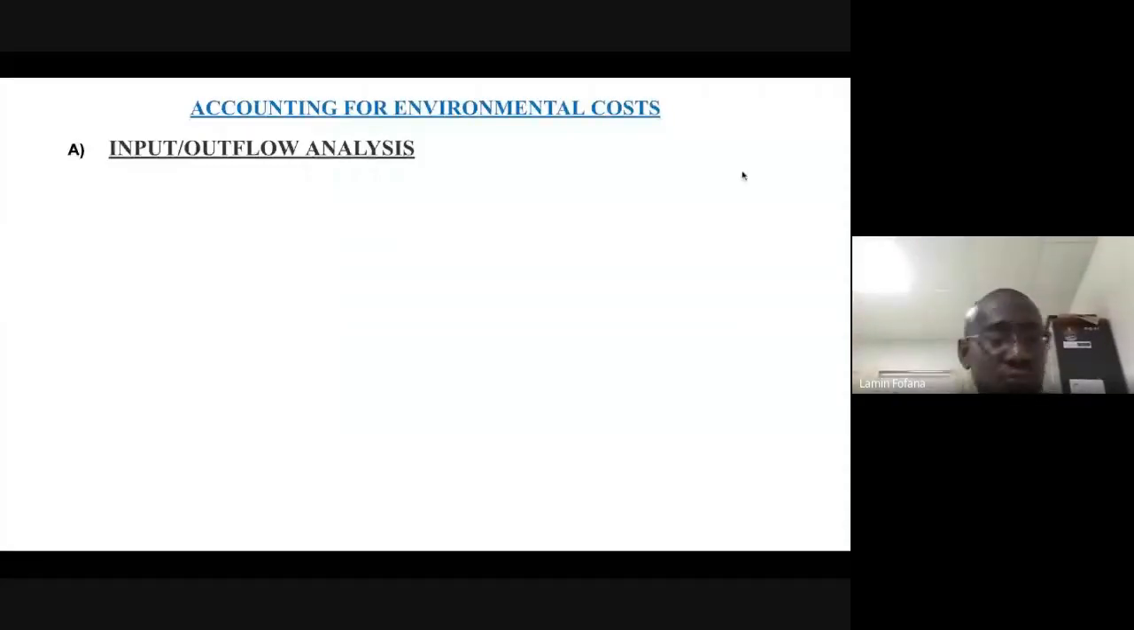Okay, so we're going to look at a couple of methods that are used in environmental accounting. So the first method is the input-output analysis.